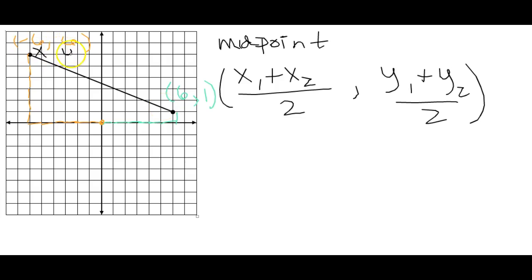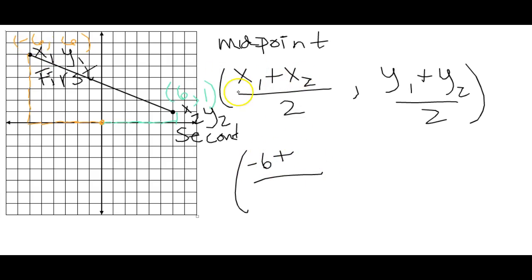They're both using x and y, because every coordinate starts with x and then has y. And the way to distinguish them is to say we're going to call this one our first point, so this would be x1 and y1. And this will be our second point, so x2 and y2. Now we can plug them into this formula. x1 is negative 6 plus x2, the x value from the second point, that's 6, divided by 2. We can plug in the y: y1 is 6, and y2 is 1.